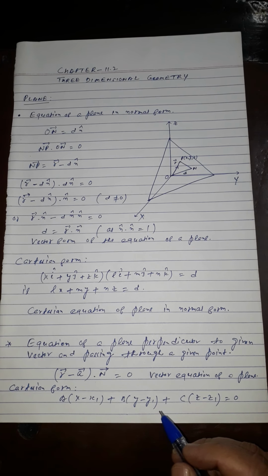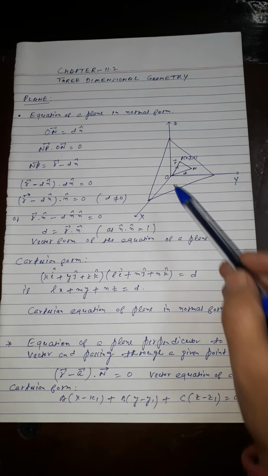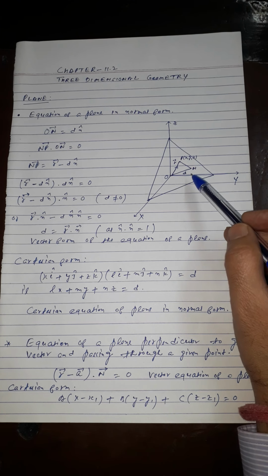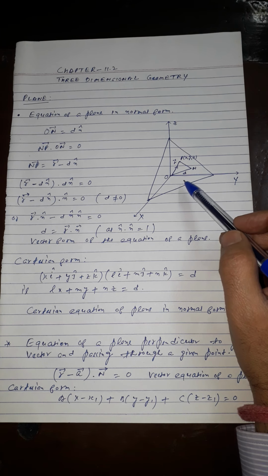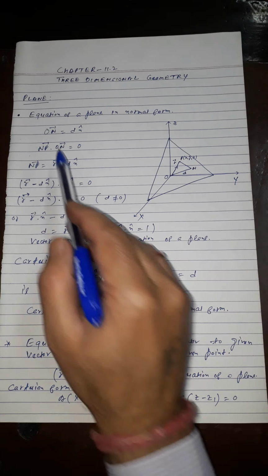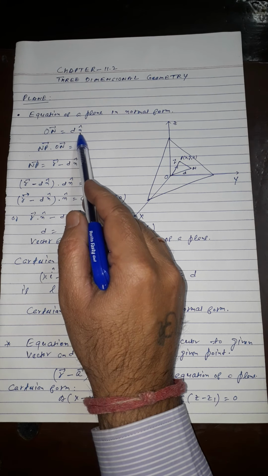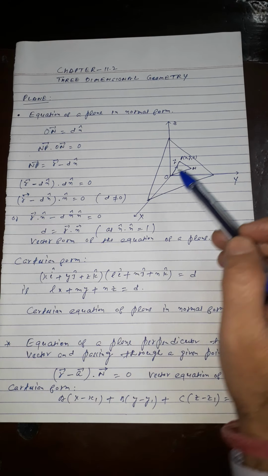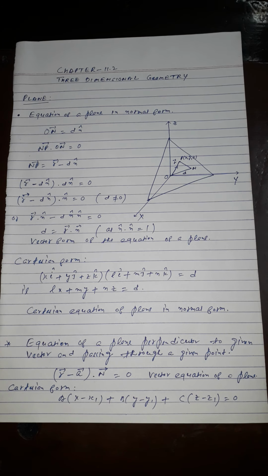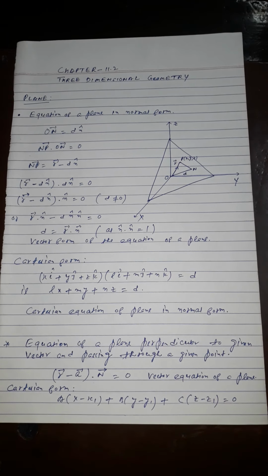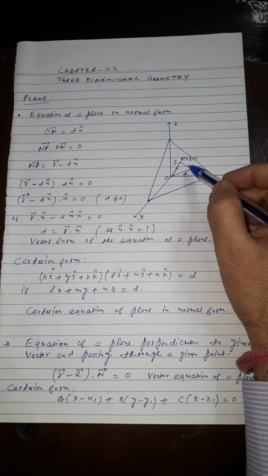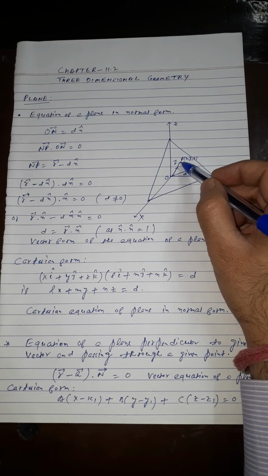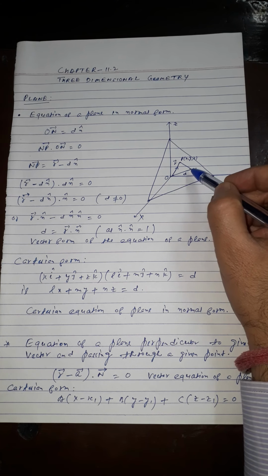So let us start with number one, that is the equation of the plane in the normal form. So here, students, ON is the normal and n is the unit vector along ON. Then ON is represented by d n unit vector. And students, let P be any point on the plane. Then this NP is perpendicular to ON.